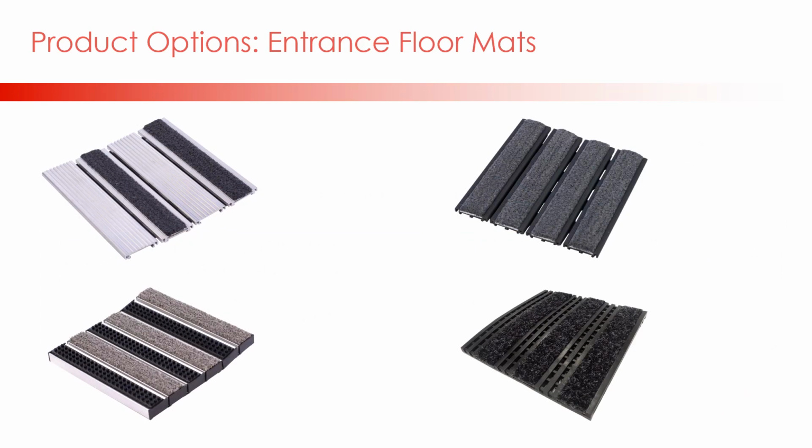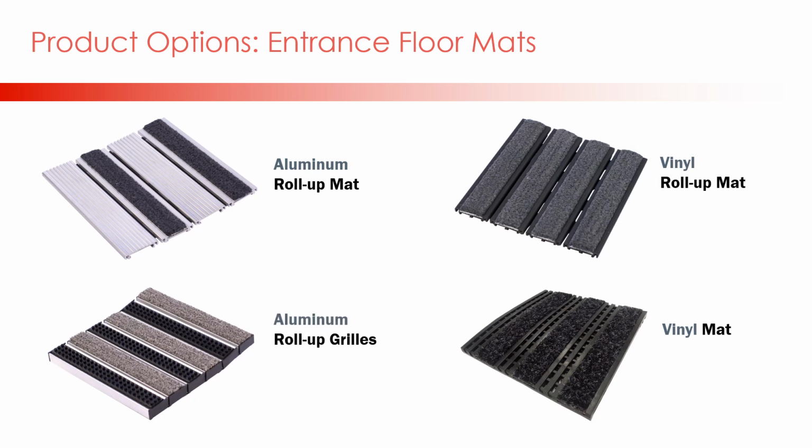Common products in the roll-up mat and vinyl mat categories include roll-up mat with either an aluminum or vinyl rail, a vinyl mat made of extruded or injection molded vinyl, and roll-up grills. The roll-up grill is 3/4 inch in depth. Even though they exceed the depth of 1/4 to 1/2 inch outlined in the section definition, Master Spec has decided to include them in section 124813.